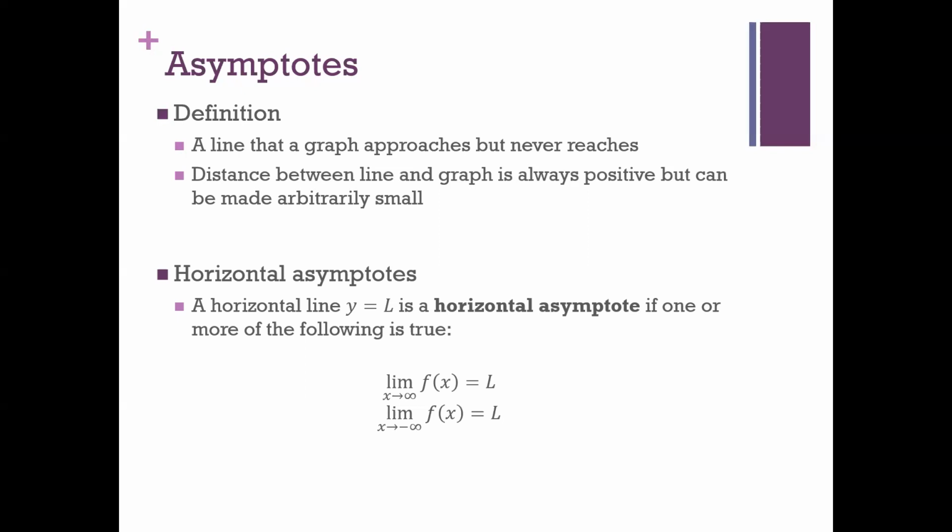We didn't really talk about it. The limit as x approaches negative infinity is not 1. So these things don't both need to be true. In fact, they very rarely will be. Any questions on any of the definitions or the distinction between horizontal and vertical?